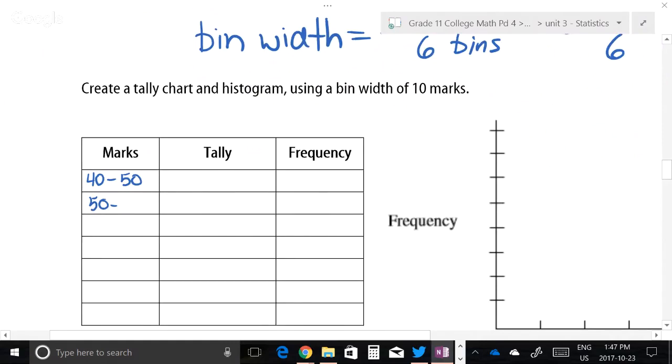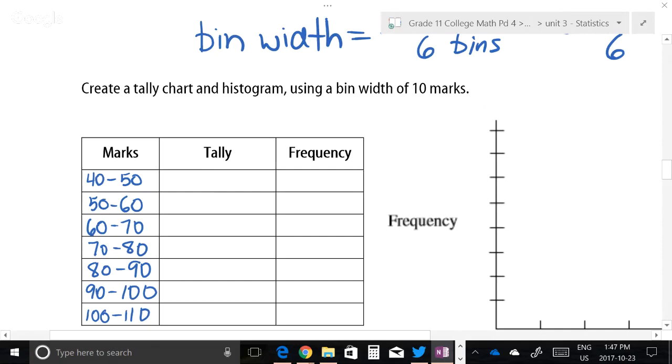We're going to talk about that in just a moment. That's the right question, and we're going to talk about how we deal with that. It's a great question. From 50, we're going to end at 60. All right, and then 60 to 70, 70 to 80, 80 to 90, 90 to 100. And this won't apply, but we could have 100 to 110.